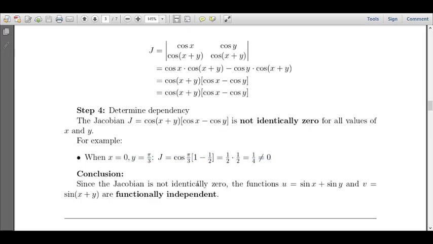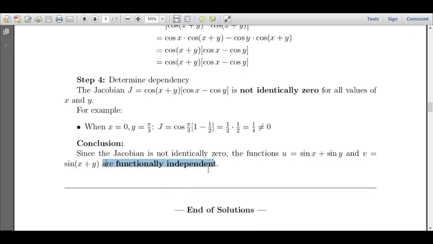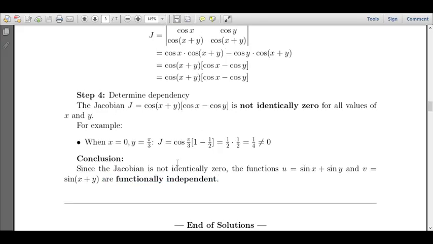Since the Jacobian is not identically 0, therefore the functions u equal to sin x plus sin y and v equal to sin of (x plus y) are functionally independent. That means this is not functionally dependent.